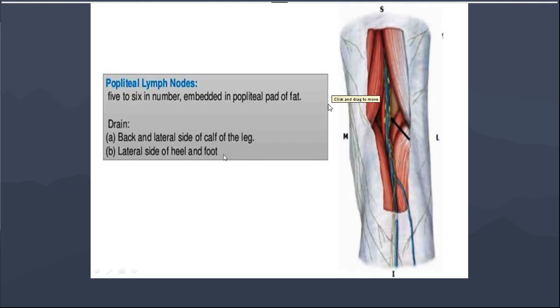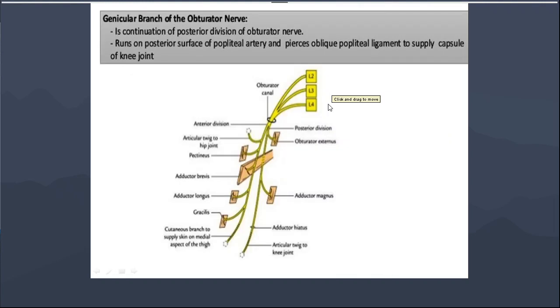Adductor magnus. Adductor magnus, sir. Adductor magnus. Now next, this one.